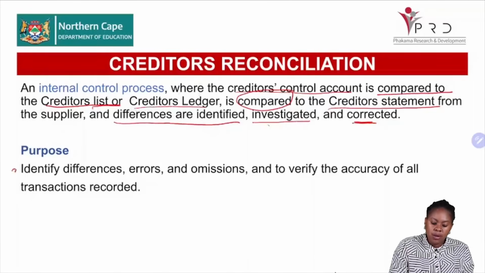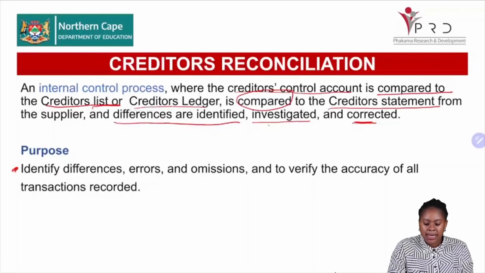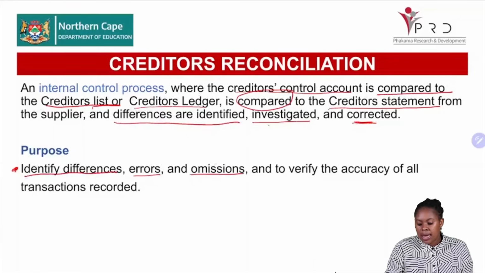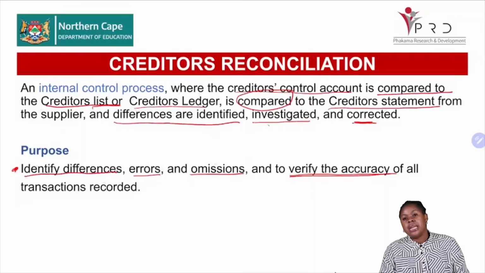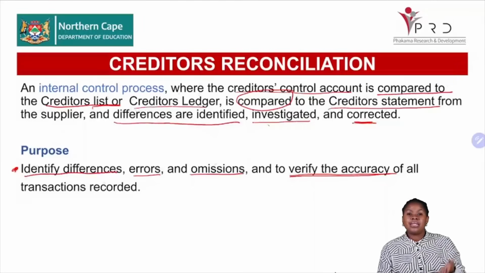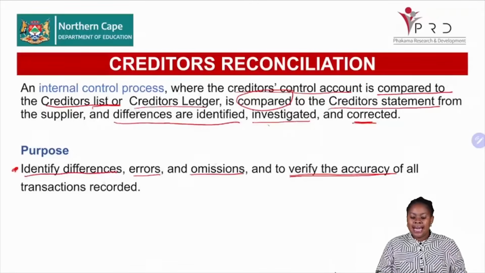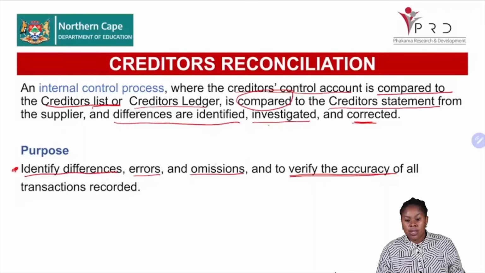Now, the purpose of this reconciliation is to identify the differences, the errors, and omissions. And we must also verify the accuracy of the transactions that have been recorded. The moment there is a discrepancy between the two things that we are comparing, it means that our transactions were not accurately recorded. There were some errors, and then we need to now take into consideration.